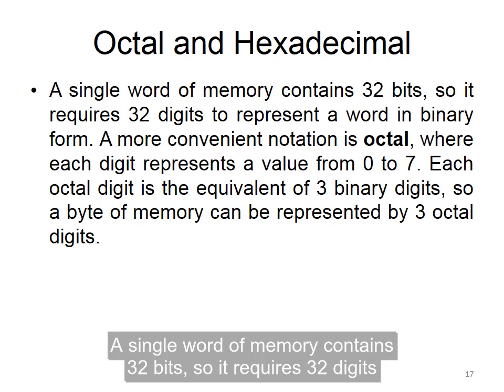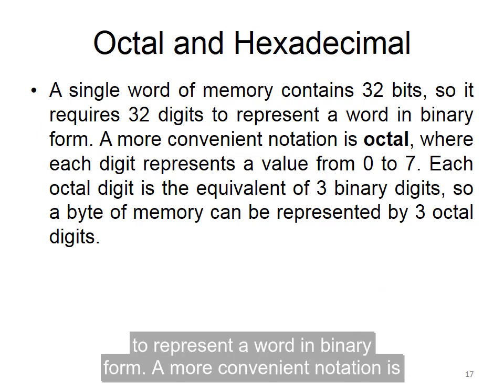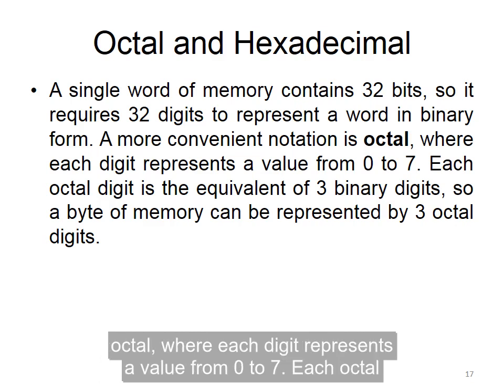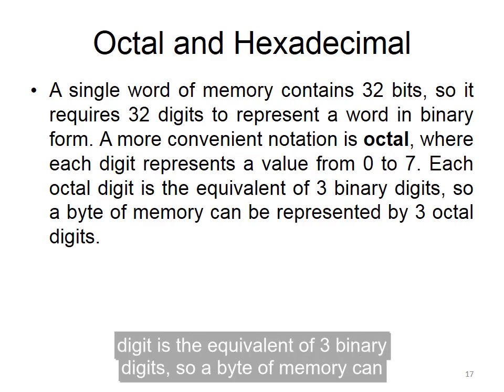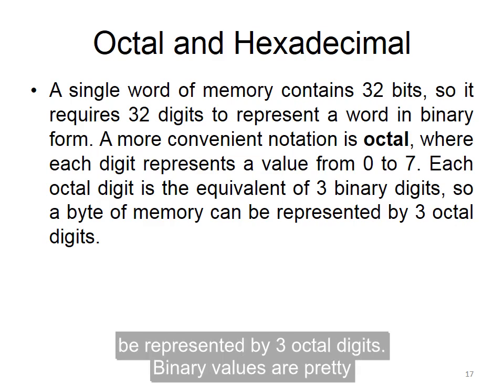A single word of memory contains 32 bits, so it requires 32 digits to represent a word in binary form. A more convenient notation is octal, where each digit represents a value from 0 to 7. Each octal digit is the equivalent of 3 binary digits, so a byte of memory can be represented by 3 octal digits.